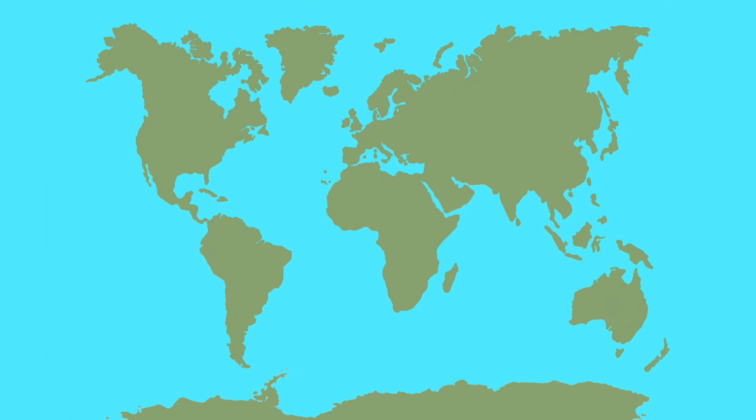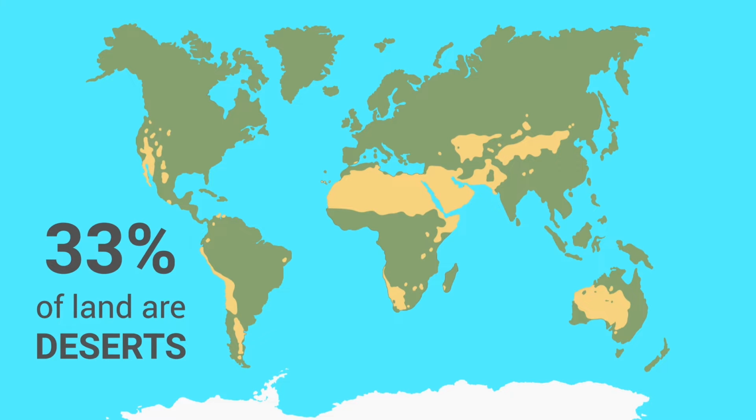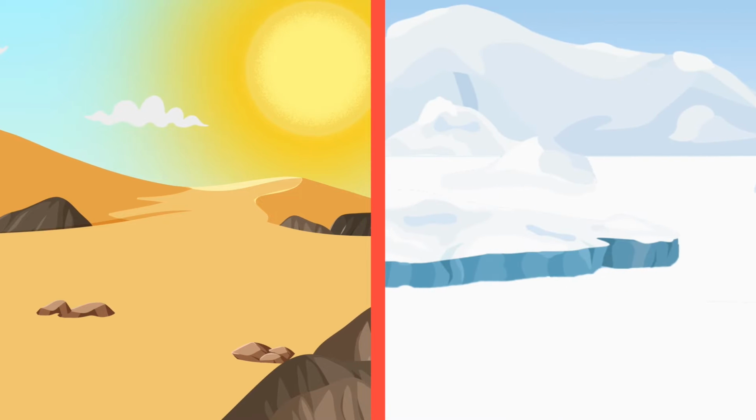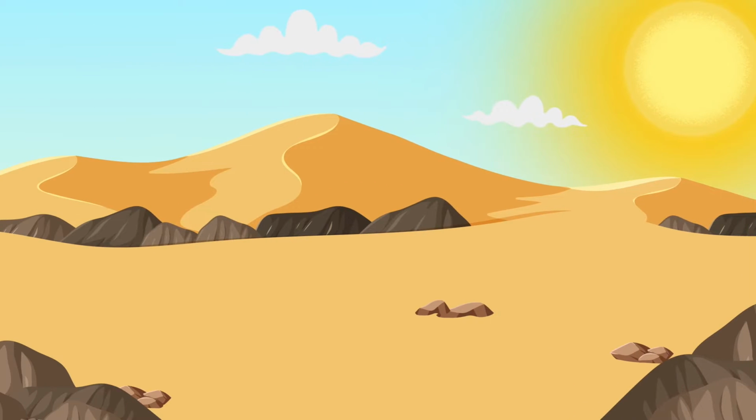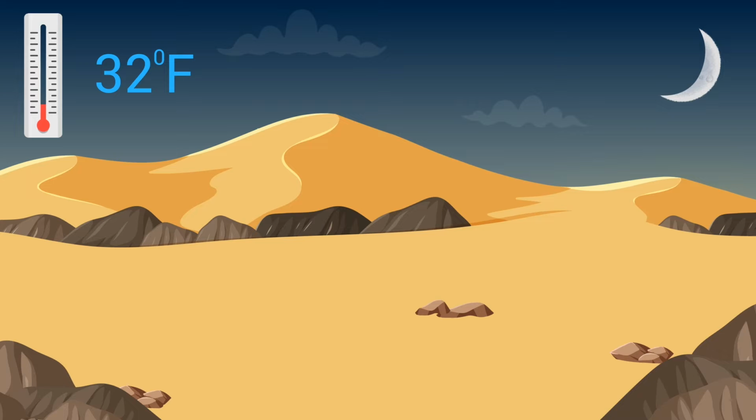Deserts are found around the world, and they make up roughly 33% of all the land on Earth. There are many different types of deserts, but for the most part, they can be put into two categories: hot or cold deserts. Hot deserts are covered in sand, rocks, and hills. It can reach very high temperatures of 122 degrees Fahrenheit during the day in the summertime, but can also fall down to 32 degrees Fahrenheit at night during the winter.